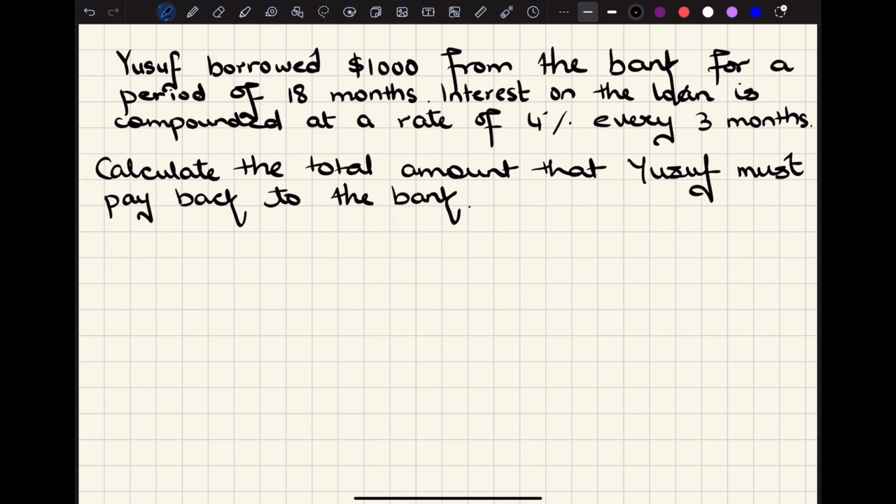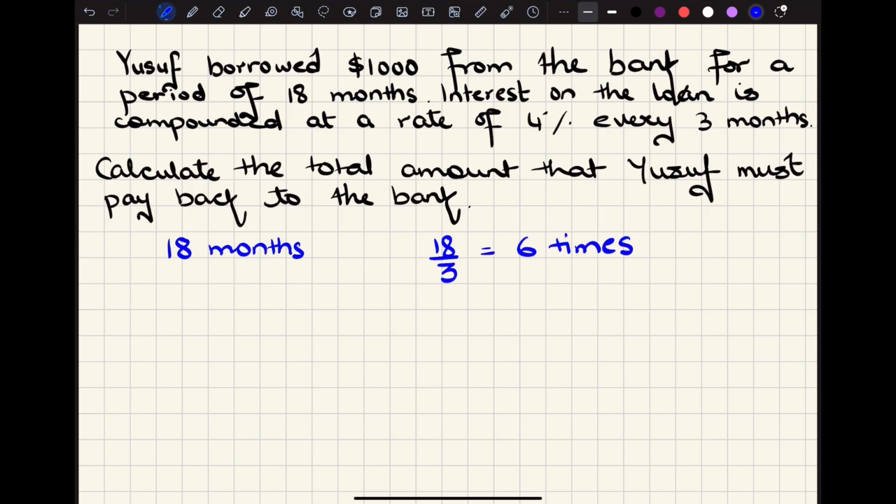Okay, so now here, because they've specified that the interest is compounded every 3 months, n is going to be the number of times the interest is compounded. Okay, how many months are there? 18 months. 18 months. And interest is compounded every 3 months. So how many times will interest be compounded in an 18 month period? So 18 divided by 3 is going to be 6 times.